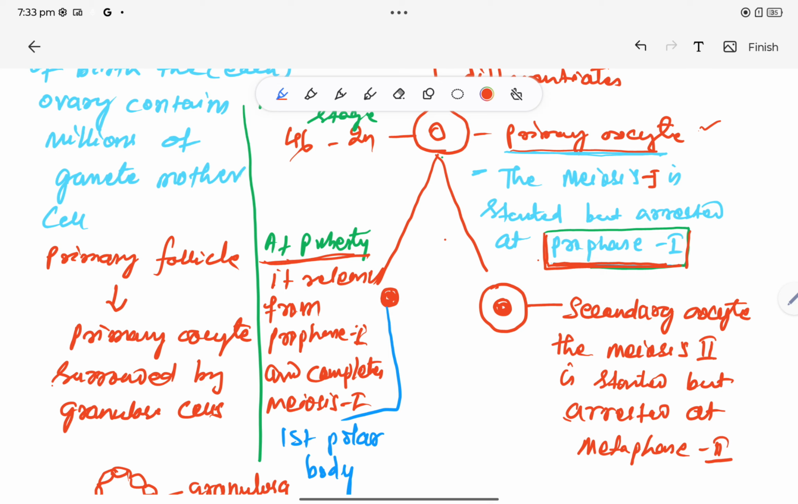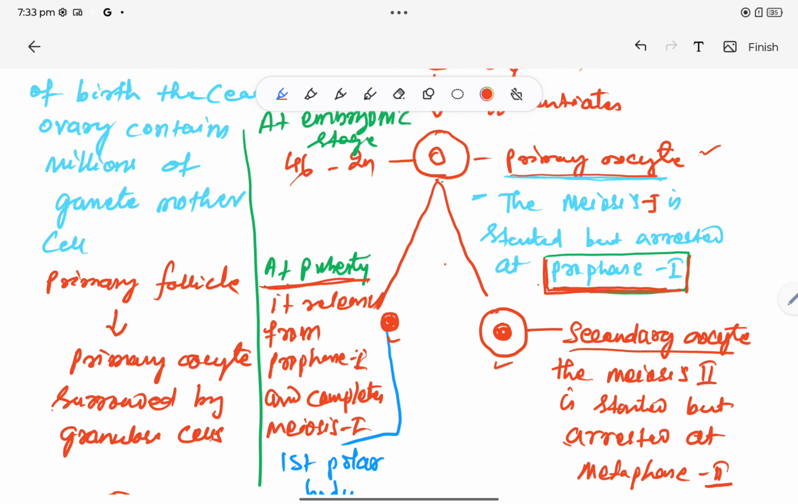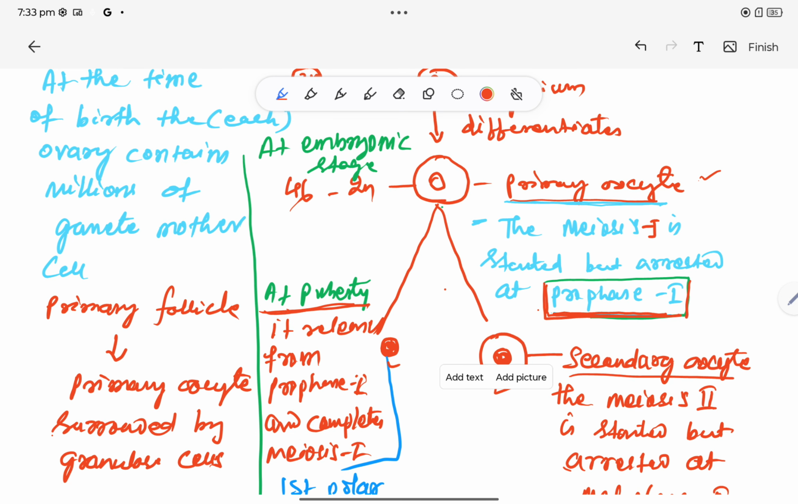मेटाफेज 1, अनाफेज 1, टेलोफेज 1 कंप्लीट कर लेता है. कंप्लीट करके ये डिवीजन हो जाता है. एक छोटा सेल होता है जिसको हम बोलते हैं फर्स्ट पोलर बॉडी, और जो बड़ा सेल होता है उसको हम बोलते हैं सेकेंडरी oocyte. तो अब ये सेकेंडरी oocyte का प्लॉइडी क्या होगा, बिकॉज इट इज प्रोड्यूस्ड बाय meiosis, so its ploidy is N. Remember, its ploidy is N, so polar body is also N.